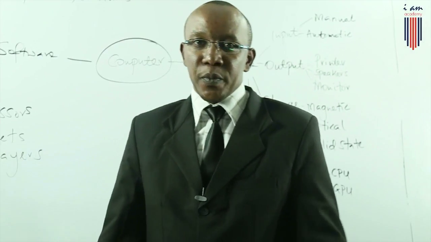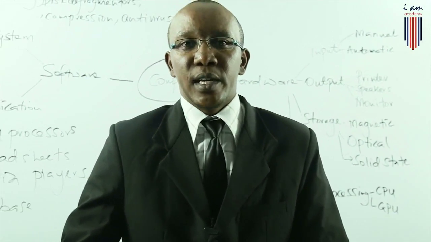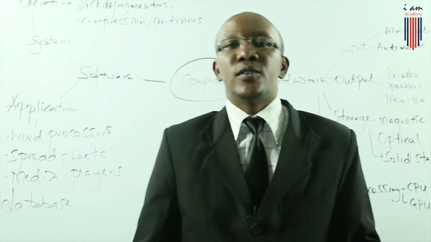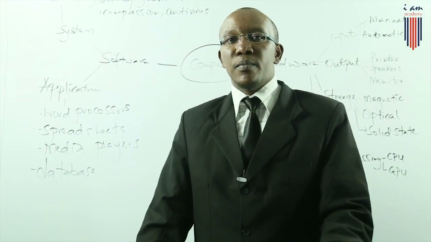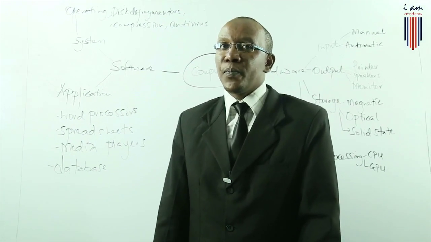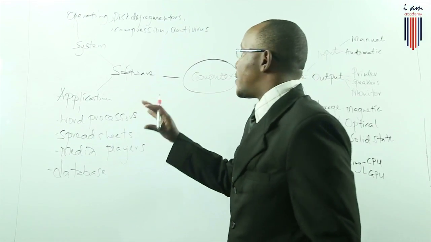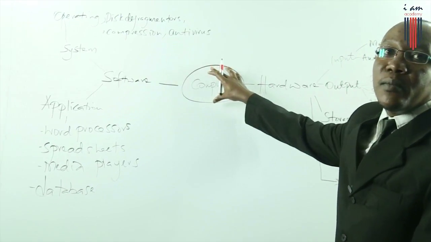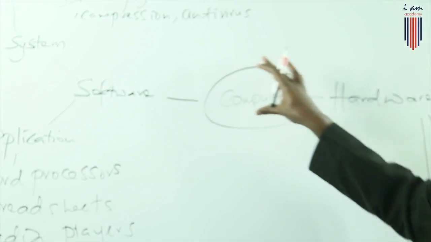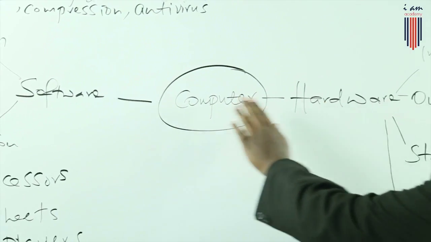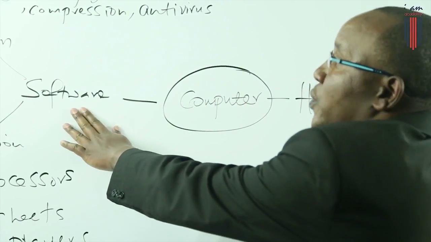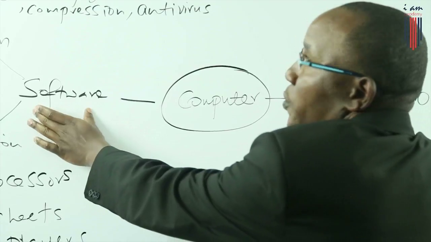So as a summary, we have looked at what a computer is. We have said it is an electronic machine that processes data according to some pre-programmed instructions. If you can quickly go through this diagram, we have the computer in the middle. It is made up of two major components. You've said there is the physical part, which is hardware, and the programs, which is called software.